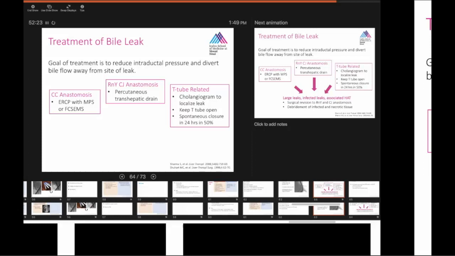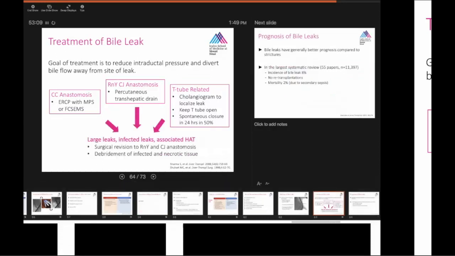And in those with T-tube related leaks, you might want to do a T-tube cholangiogram to localize the leak. If you keep the T-tube open, bile will flow through the T-tube, not through the leak. Some authors report spontaneous closure in half of patients in 24 hours just by doing this. If, for example, the leaks are too large, they become infected, or there's associated HAT, then you really need to consider surgical revision. You want to debride infected or necrotic tissue.